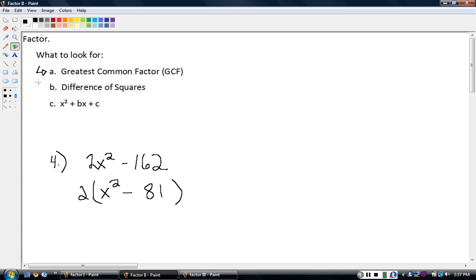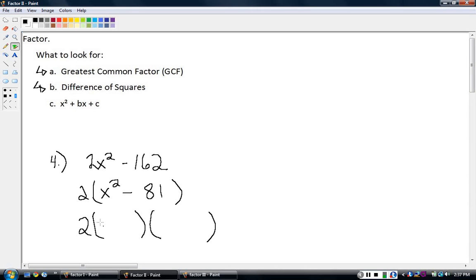I go back to my list and say, okay, well, can I do the difference of squares now? Is this the difference of squares? In this case, it is. That's a perfect square. That's a perfect square. There's a minus in between. So the 2 stays where it is, and then I'm going to factor x squared minus 81 as a difference of two squares, which we know how to do now.